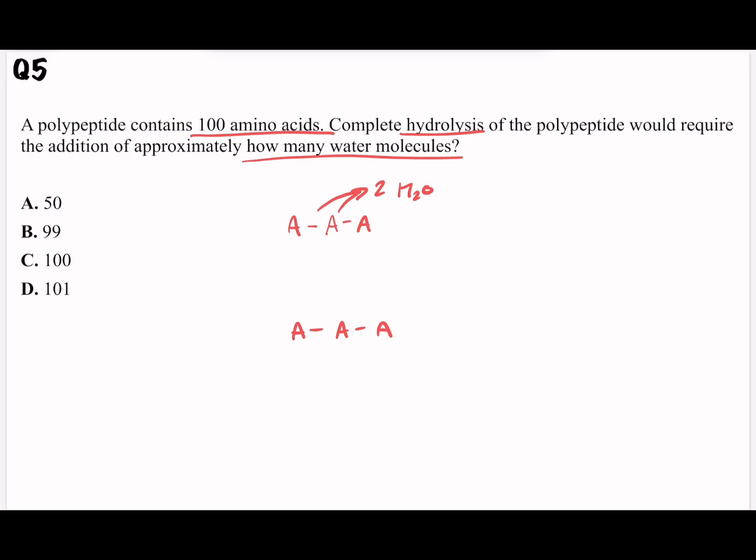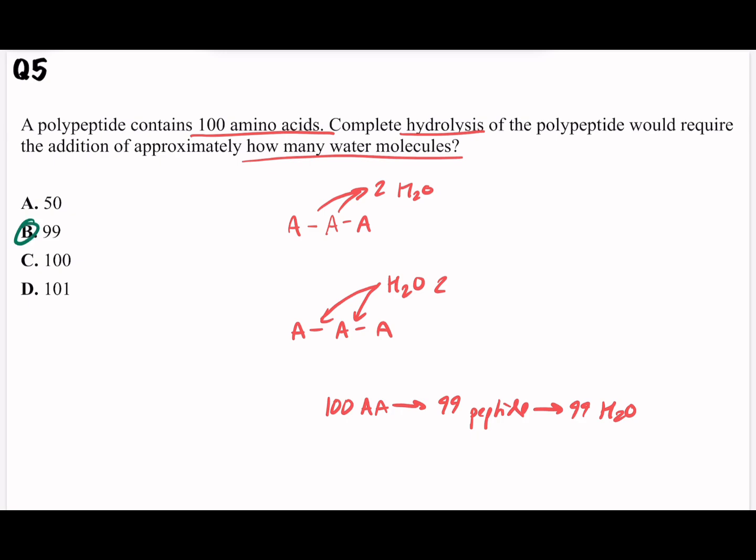Let's say we have 3 amino acids in a tripeptide. In order to break each individual peptide bond, you are going to need water. Per peptide bond, you're going to need 1 water to break it, because that is how the hydrolysis reaction works. If you have 100 amino acids all strung together like beads in a chain, that means you have 99 peptide bonds, meaning you need 99 H2Os to destroy them. And so that is going to be our answer, 99.